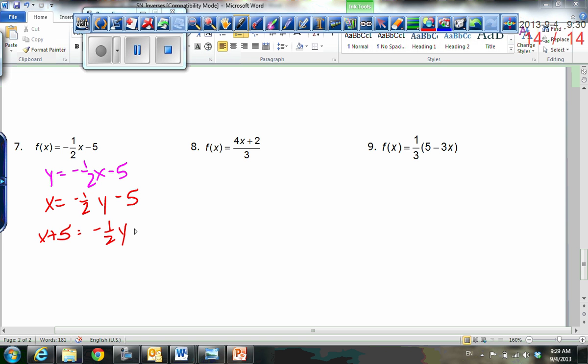Last thing, since I have this negative 1/2 in front, I want to get rid of that. So I've got to multiply by the reciprocal. Reciprocal is kind of like the opposite. We flip it. So what am I going to be multiplying by? 2 or negative 2, because I don't really like that negative there. So I get negative 2x plus 5 equals y.